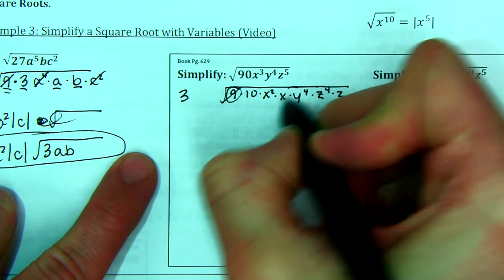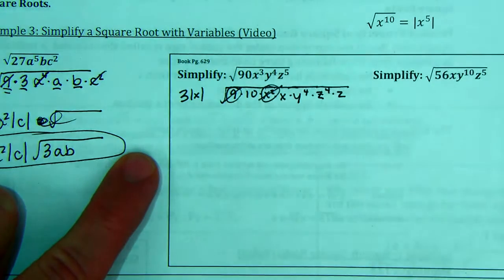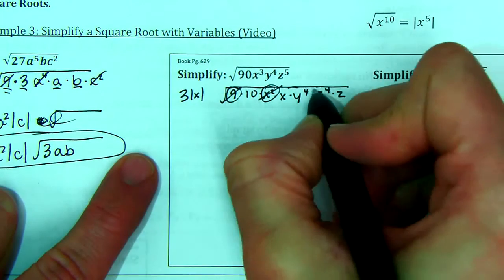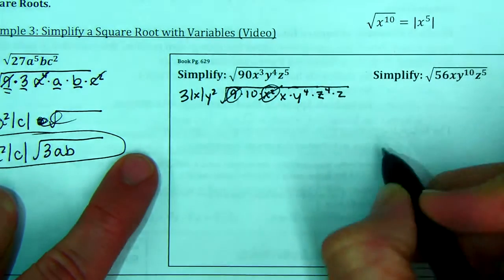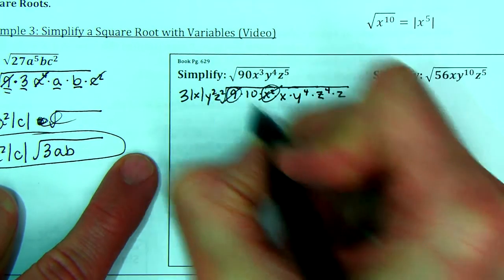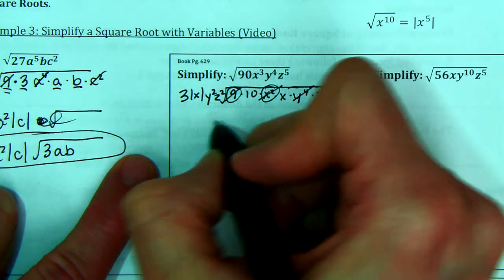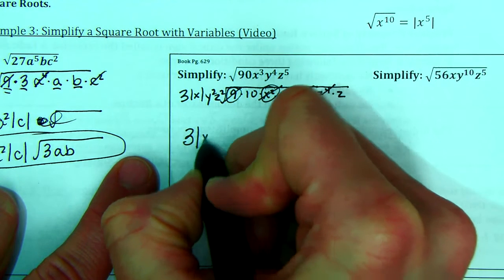Y to the 4th is a perfect square of y squared, and z to the 4th is a perfect square of z squared. So those two I took out, leaving me with 3 absolute value of x, y squared, z squared, times the square root of 10xz.